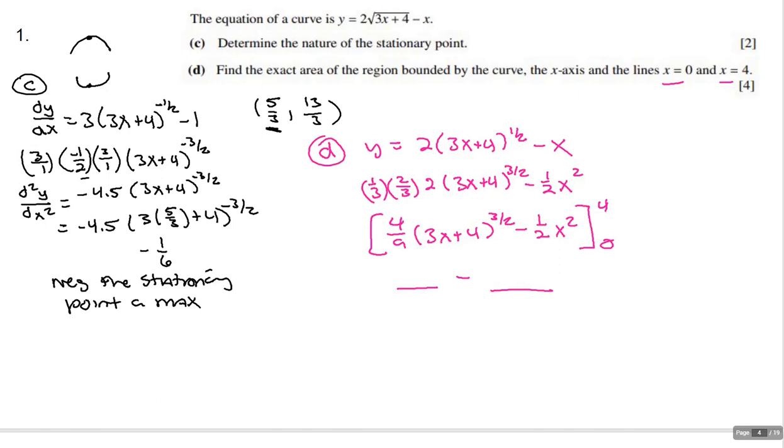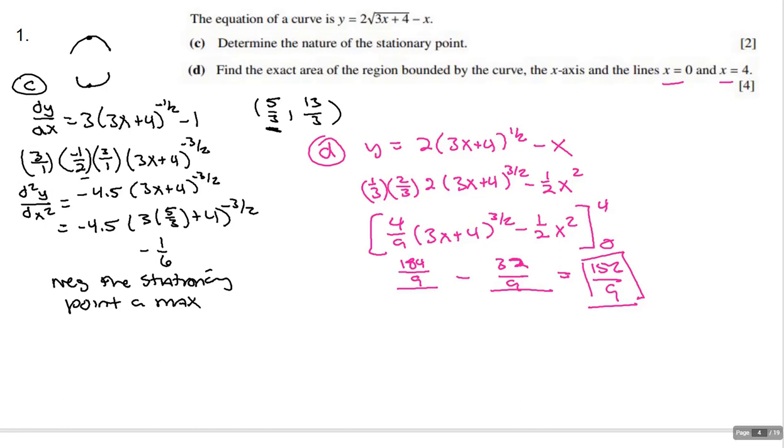Okay, so hopefully you did that. If you did, here's what I got. I ended up getting 184 over 9, and then I got 32 over 9, and that equals 152 over 9. This is going to be the area underneath this curve. And I'm going to leave it just like that.